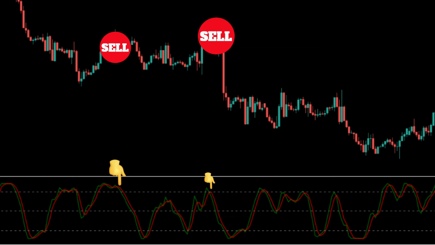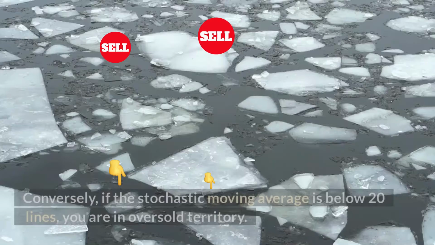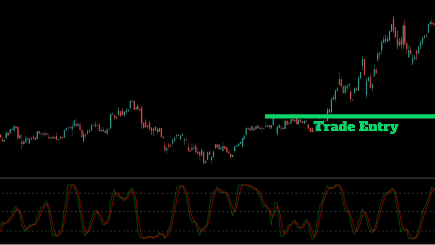We'll show you the results and how to interpret the data from these amazing tools. If the stochastic moving average is above the 80 line, you are in overbought territory. Conversely, if the stochastic moving average is below the 20 line, you are in oversold territory. How to keep an eye on the trends?